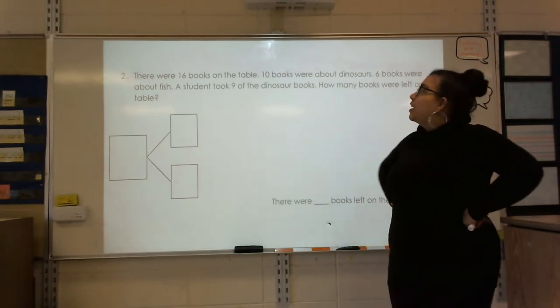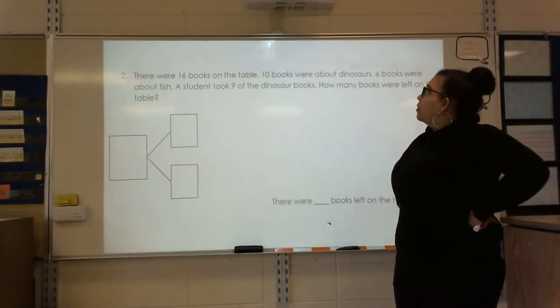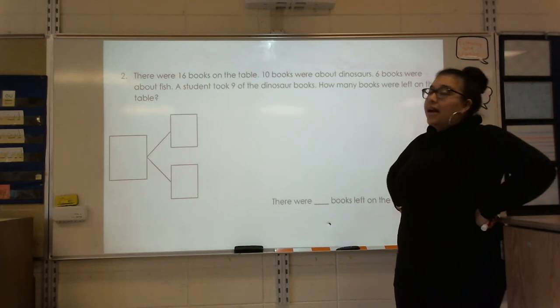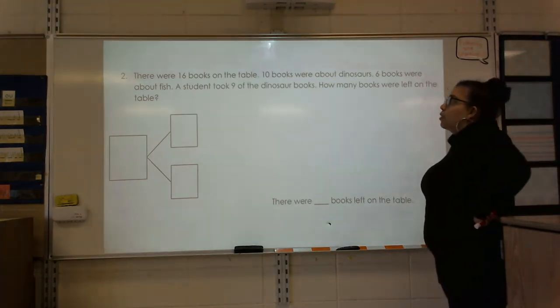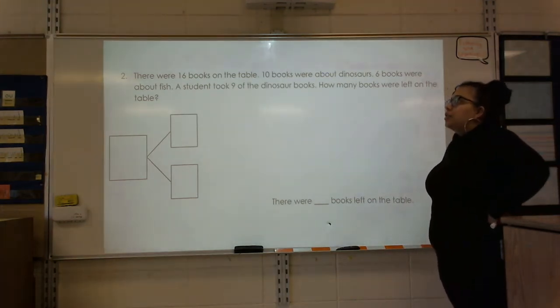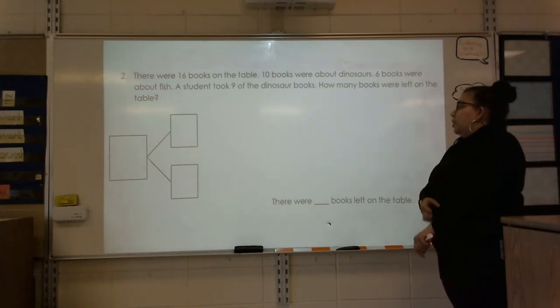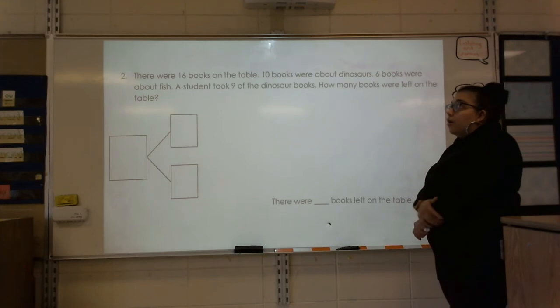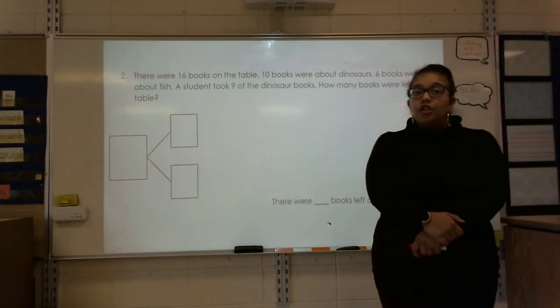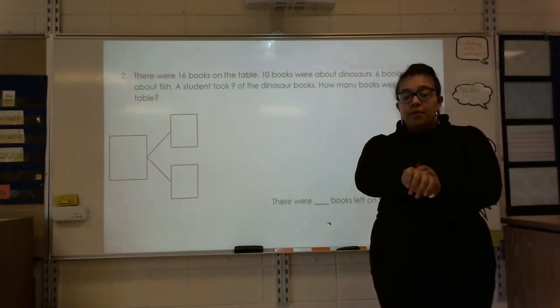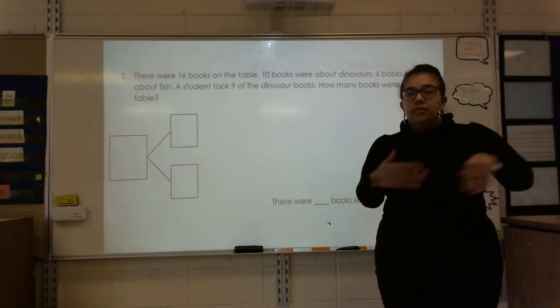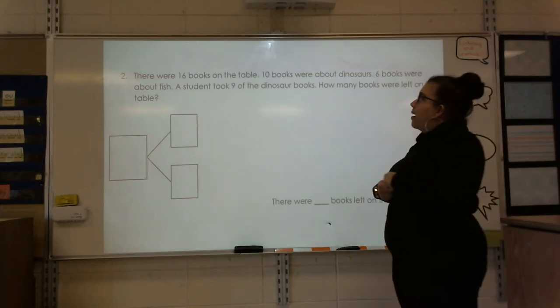And it says there were 16 books on the table. 10 books were about dinosaurs. 6 books were about fish. A student took none of the dinosaur books. How many books were left on the table? Okay, so in this we're drawing a picture. Now, if you're doing this with me, you need paper and pencil because you don't have these in a book somewhere. So, yes, paper and pencil.